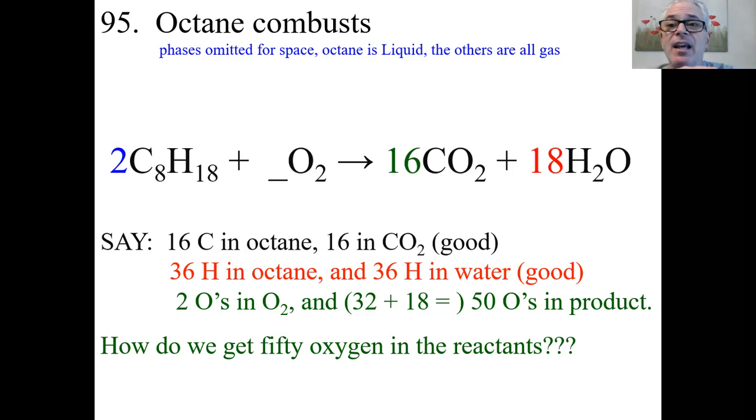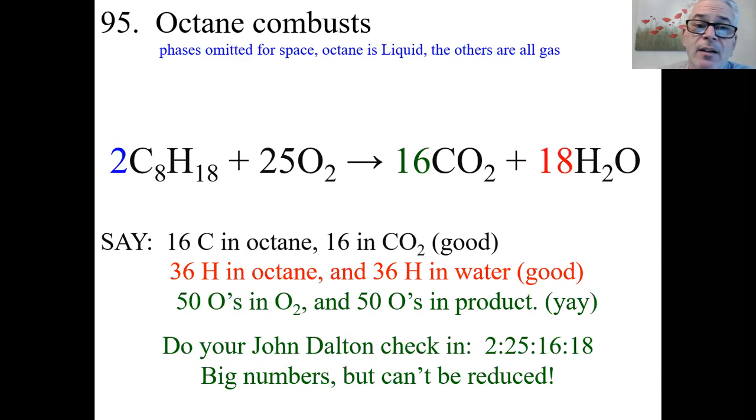How do we get 50 on the reactant side if they come up in pairs? We have to put a 25. Now there's a big number. Look at these numbers, right? These are big numbers compared to what we've done.